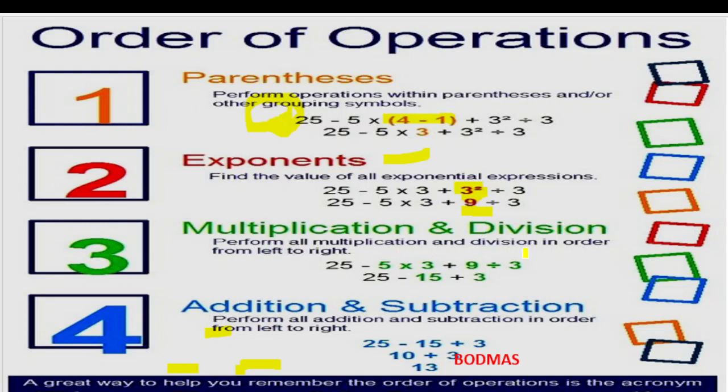Perform all multiplication and division in order from left to right. As you can see, 5 into 3, so we will multiply, and 9 divided by 3. Addition and subtraction. Perform all addition and subtraction in order from left to right. So 25 minus 15 is 10, and 3 is equal to 3, so it's equal to 13. So this is called BODMAS or PEMDAS, parenthesis or BODMAS bracket.